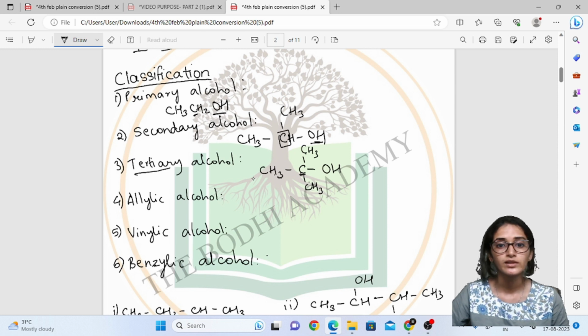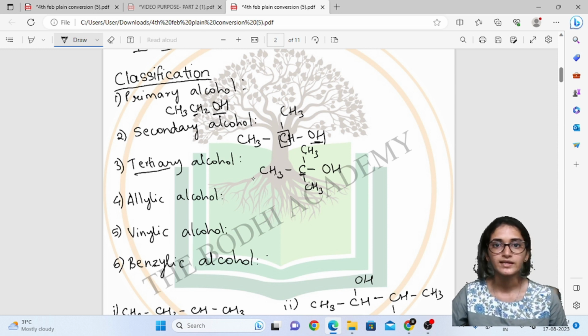Now why are these all important? Because for the properties and some of the chemical reactions that we are going to study, these three things are very important to define the order and to define the reactivity. So that's why we have to first understand what primary, secondary and tertiary alcohol are.